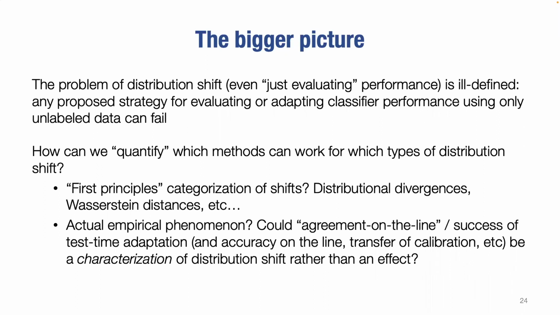If I tell you there exists, and we don't know this yet, but where I think we should go with this whole line of work is starting to understand what are the interdependencies between empirical phenomena of different types of shift, right? We seem to have this one here where agreement on the line seems to imply accuracy on the line, under some settings, right?